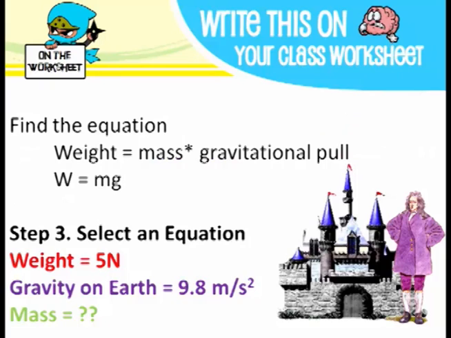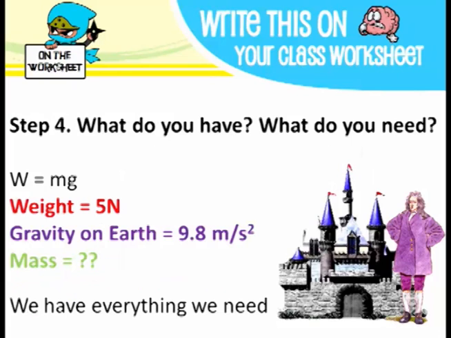Alright, step 3 is going to be to select our equation, so I'm going to pick W equals mg. Again, generally I write F equals ma. It's still F equals ma. It's just the specific F we're talking about is called weight, and the specific A we're talking about is called gravity. So again, sometimes people write it as W and g. I don't care which way you use it. It doesn't matter to me as long as you know what those things stand for.